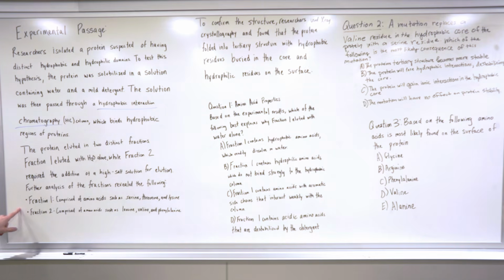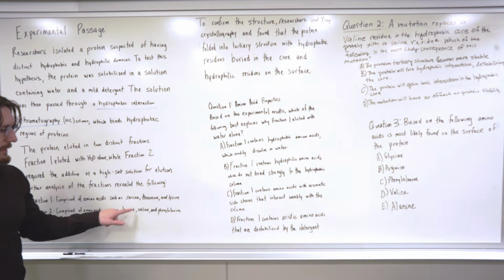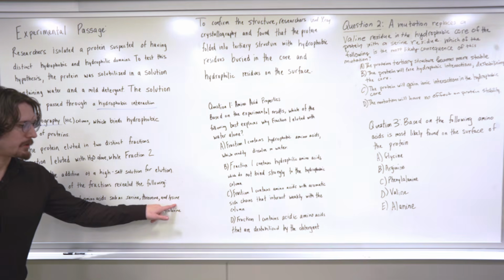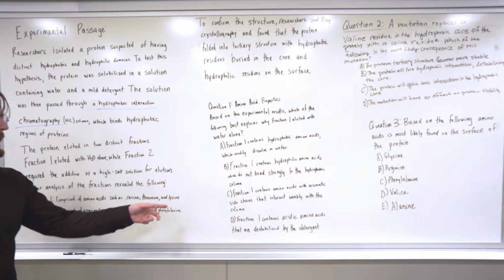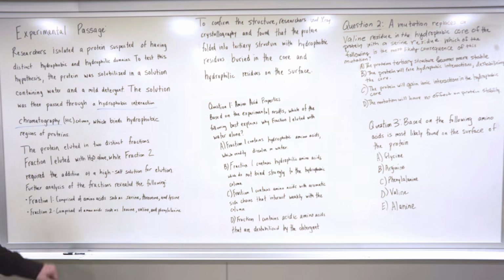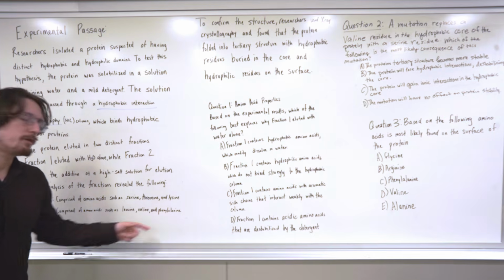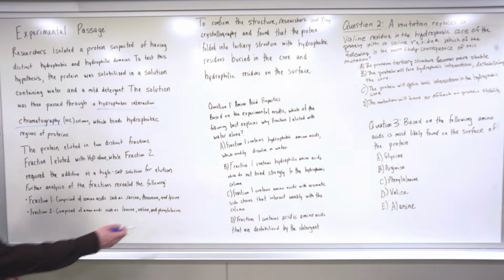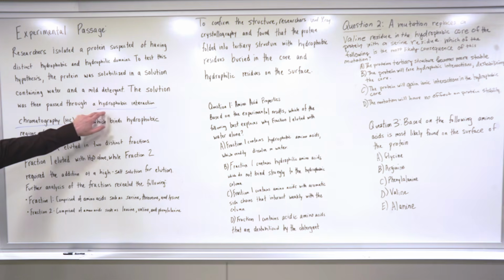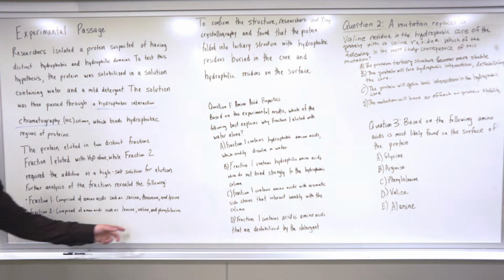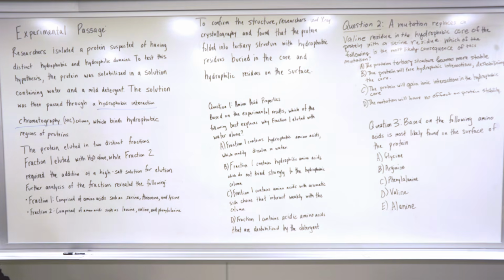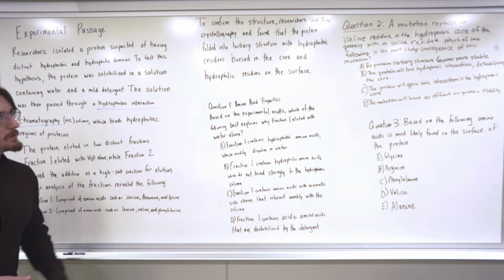And then we see the two fractions that eluted. The first one that eluted was comprised of these polar amino acids, right? Because serine, threonine, and lysine are all polar, and lysine is actually charged and basic/ionic, okay? And then fraction 2 was comprised of leucine, valine, and phenylalanine, which are all nonpolar, all right? So that makes sense because these must have interacted more strongly with the hydrophobic column and therefore were retained for longer, and it took longer for them to be eluted.